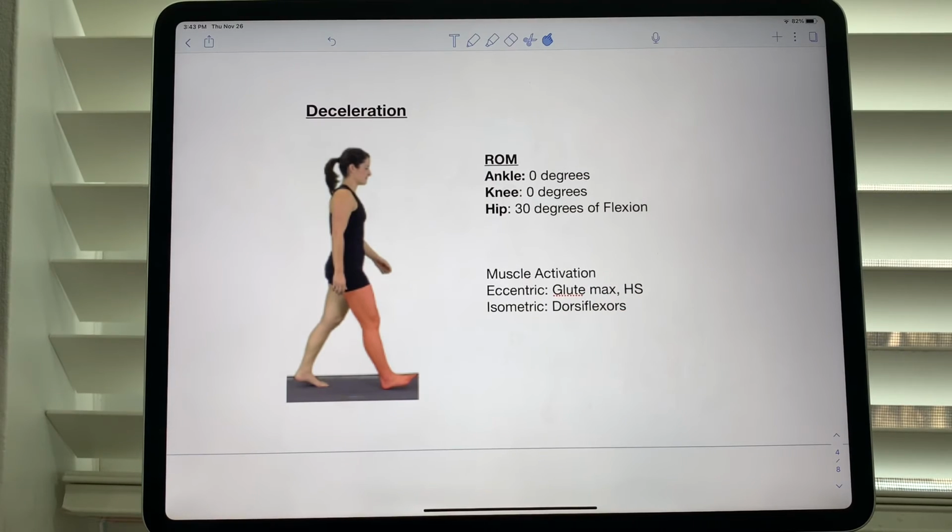The last phase of swing is deceleration. Ankle range of motion and knee range of motion are going to be 0 degrees, and hip range of motion is going to be 30 degrees of flexion. Glute max and hamstrings work eccentrically and dorsiflexors isometrically.